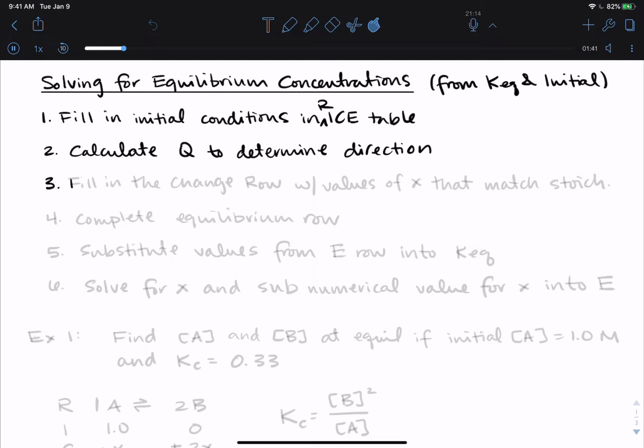Then you will fill in the change row. Now, when we get to this, and you'll see in the two examples, we won't have a number, right? We don't know how far it needs to go to the right or the left to get to equilibrium conditions. So you will fill this in with values of X that match the stoichiometry of the reaction.